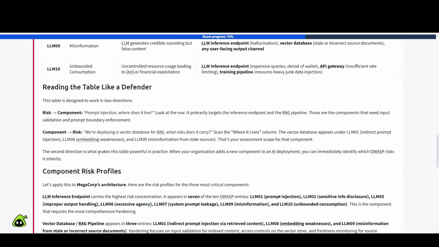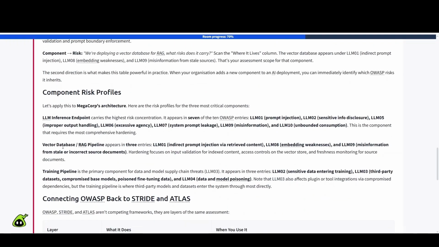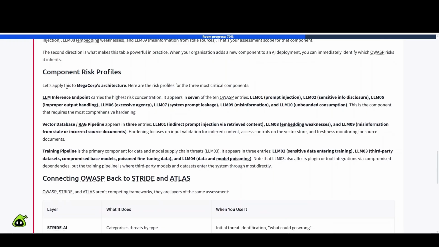The second direction is what makes this table powerful in practice. When your organization adds a new component to an AI deployment, you can immediately identify which OWASP risk it inherits. Component risk profiles: let's apply this to Megacorp's architecture. Here are the risk profiles for the three most critical components. The LLM inference endpoint carries the highest risk concentration. It appears in 7 of the 10 OWASP entries: LLM 01, prompt injection; LLM 02, sensitive information disclosure; LLM 05, improper output handling; LLM 06, excessive agency; LLM 07, system prompt leakage; LLM 09, misinformation; and LLM 10, unbounded consumption. This is the component that requires the most comprehensive hardening.